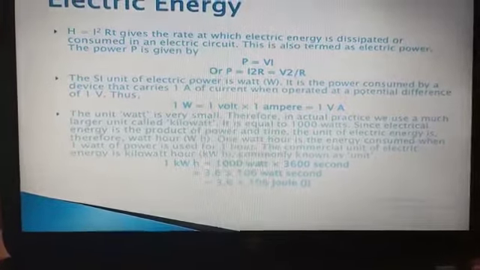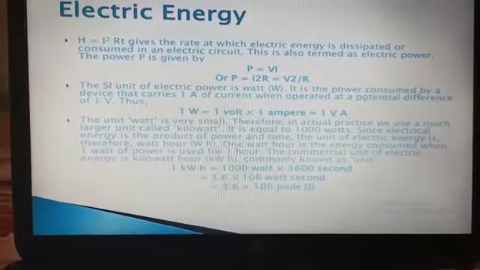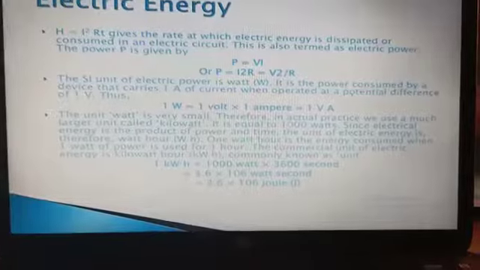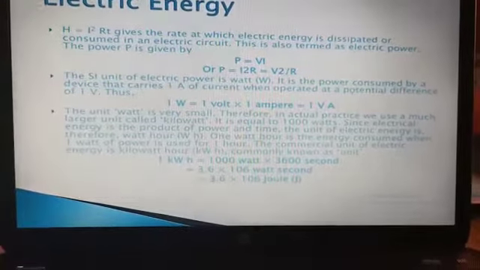It is the power consumed by a device that carries 1 ampere of current when operated at a potential difference of 1 volt. So 1 watt, W stands for watt, is equal to 1 volt into 1 ampere.